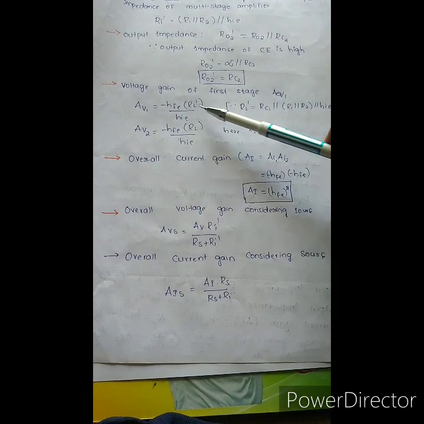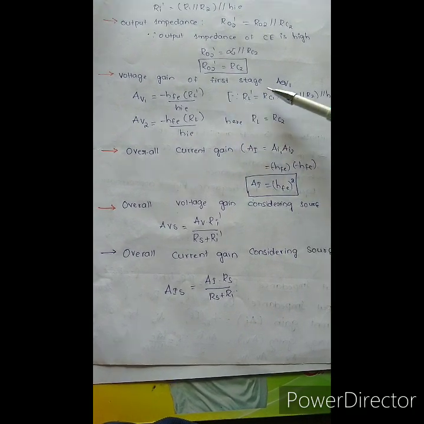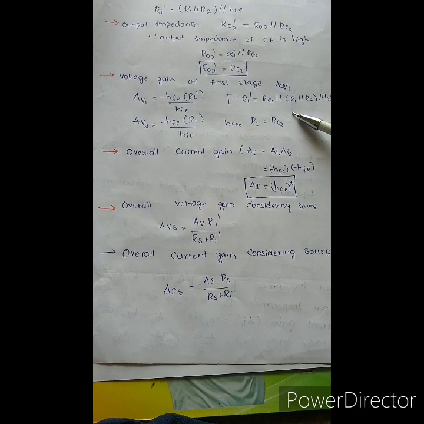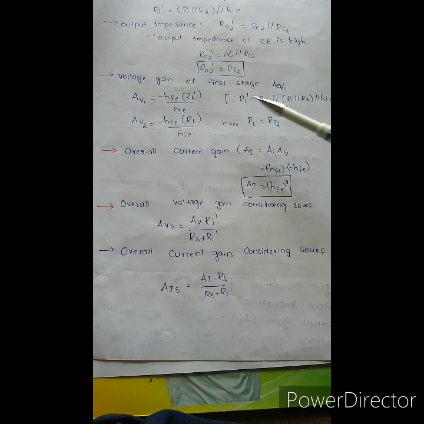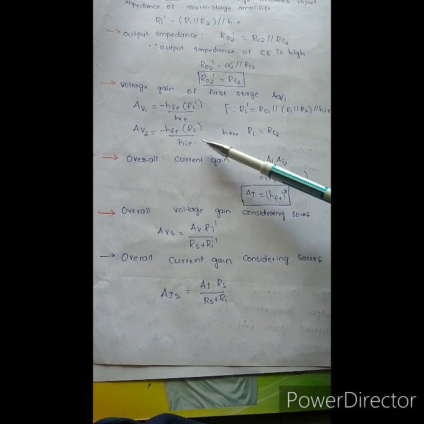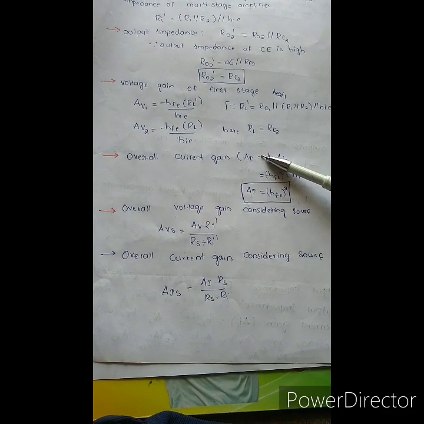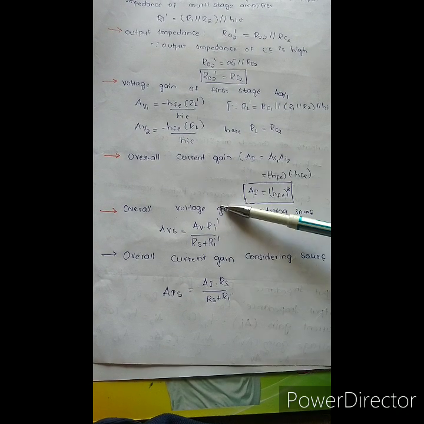Voltage gain, we have the direct formula, friends: minus HFE into RL dash by HIE. In this case, RL dash is equal to RC1 parallel to RC2 parallel to HIE. You can see in the diagram, friends. Voltage gain of the second stage is minus HFE into RL by HIE, friends. In the diagram, RL equals RC2.